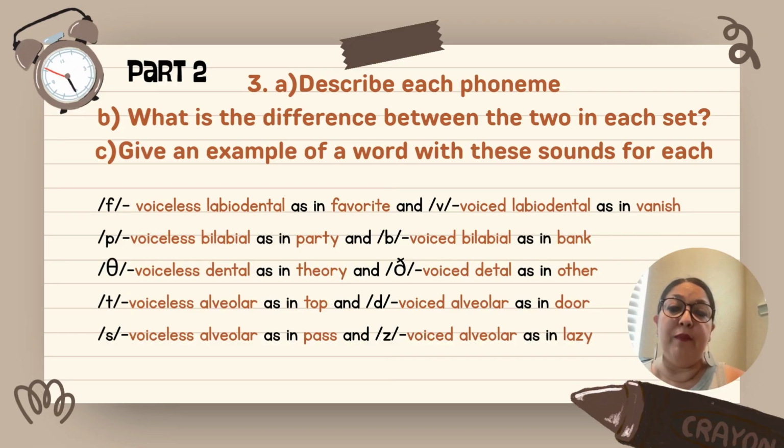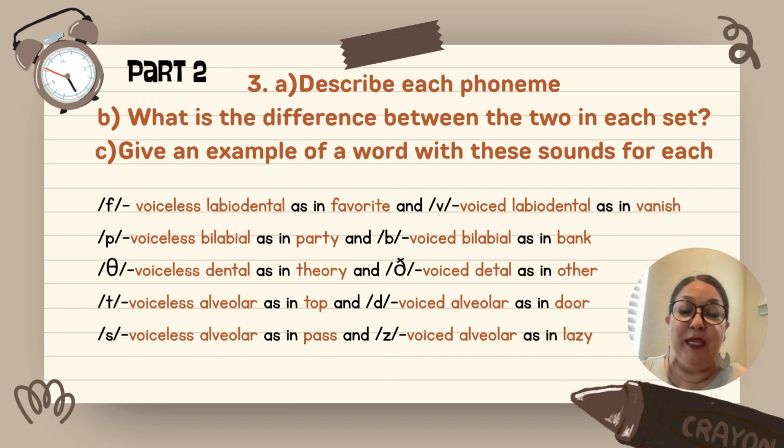The last example is an /s/ and a /z/, which are fricatives. The /s/ is S. It is voiceless alveolar, as in pass. And then we have the /z/, which is Z. It is also voiced alveolar, as in lazy.